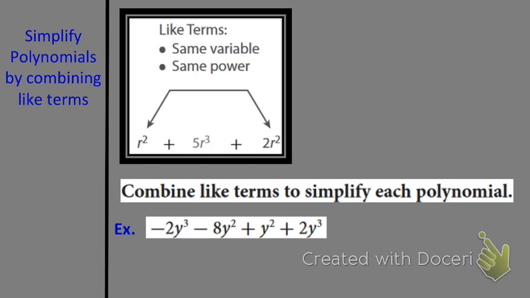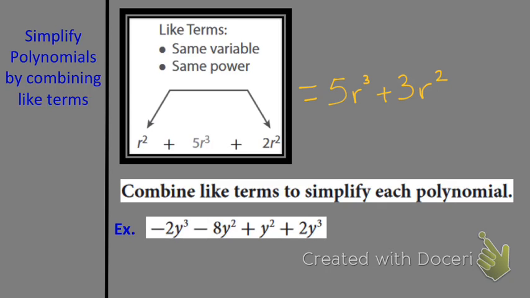On the next slide, it says simplify polynomials by combining like terms. So as we look at the first one, it says same variable, same power. So you see r squared plus 5r to the third plus 2r squared, and you see the arrows connecting the r squareds. They are like terms. So the answer to that, when we write it in standard form, is 5r to the third, and then we're going to combine the r squared plus 2r squared. You get plus 3r squared.